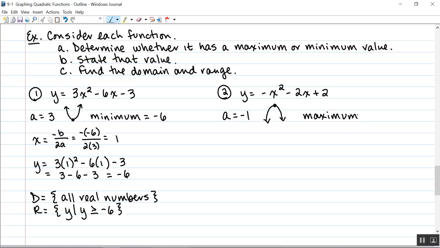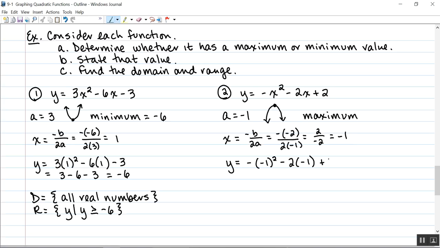Okay. And to find that maximum value, again I need to find the y of the vertex. So I need to start by finding the x, negative b over 2a, or a negative 2 over 2 times a, which is negative 1, or 2 over negative 2, or negative 1. Now to find my y, I'll plug negative 1 into this function. So negative 1 squared minus 2 times negative 1 plus 2.